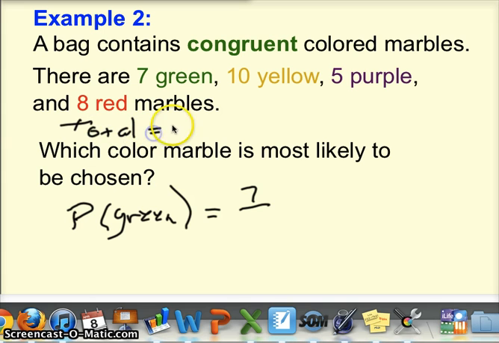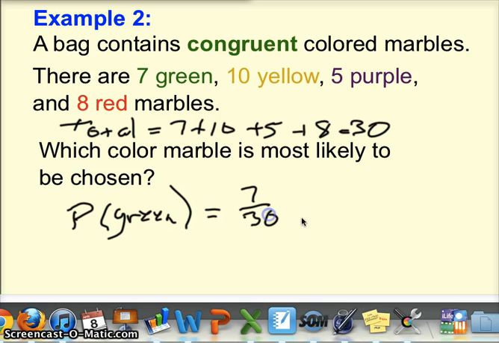So if I add these all up, 7 plus 10 plus 5 plus 8 is going to give me a total of 30 marbles in the bag. So out of that 30 marbles, 7 of them are green. So the probability of rolling green is 7 out of 30.